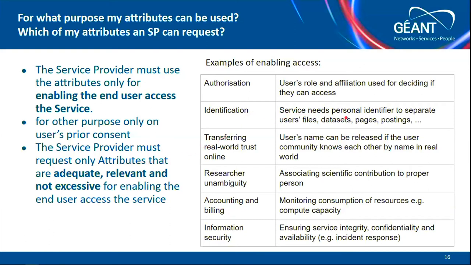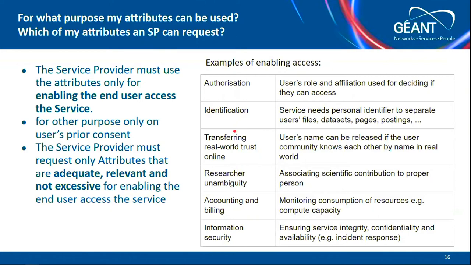Here on the right-hand side, we have some examples that the Code of Conduct proposes for interpretation of enabling access. So it means authorization, or validating the user's permission to use the service. For instance, if it's important for the use of the service to know that the end user is a student or a researcher in a particular home organization, then that information can be released to manage the user's authorization to access the service. If it's important that the end user is identified in the service, for instance, to keep their files or data sets or permissions or pages separate from those of the other end users, then an identifier of the user can be released.